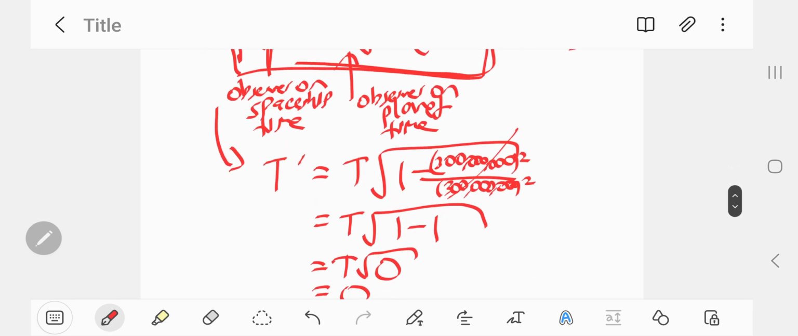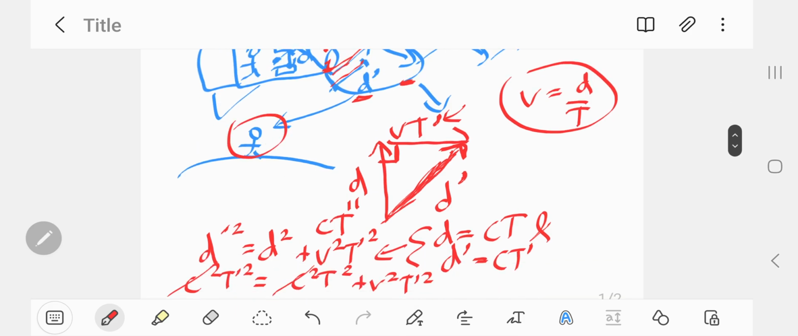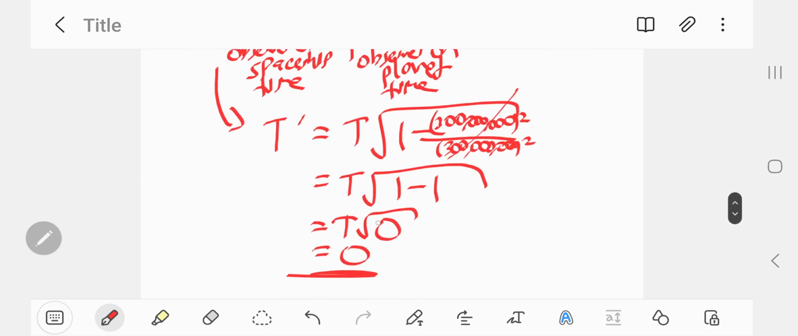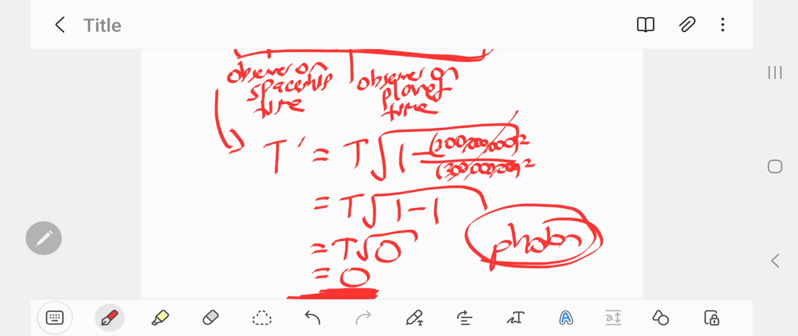So relative to someone standing on the surface of the planet, time completely stops. So for someone on the spaceship, they would not experience time at all. Now, in practice, this isn't possible because to travel at the speed of light, you need infinite amounts of energy, which is not possible. The only objects we know of in the universe which can travel at the speed of light are photons. And a photon is what light's made of, okay? A particle of light.